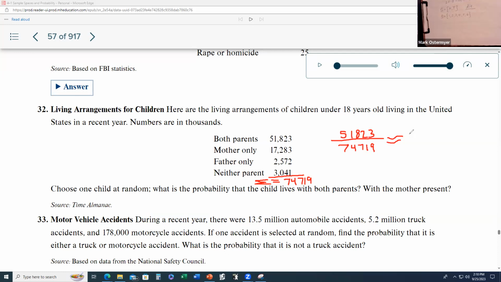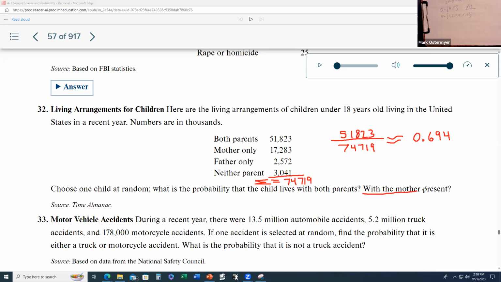And I'm getting about what? About 69% chance. And if I randomly select a child, that child will be with both parents. About 69% chance. Right?